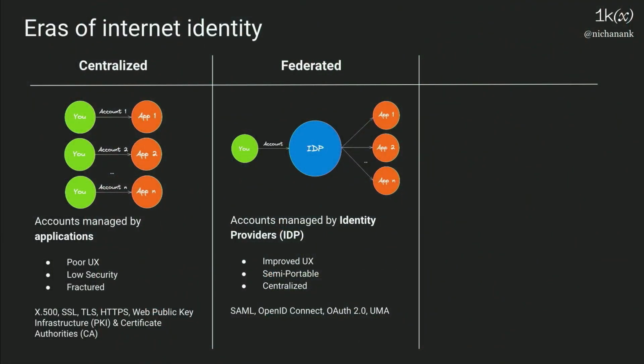And then came federated identity, which is kind of the pervasive paradigm that we're in today, where you create an account with identity providers like Google and Facebook, and then log into applications with social login, OAuth. So in terms of UX, it's a big improvement from the previous era. And it's semi-portable in terms of if you're storing your data with Google, you can share some of your information with the new service that you're signing up for. But it's centralized, so your data is actually in the control of these IDPs.